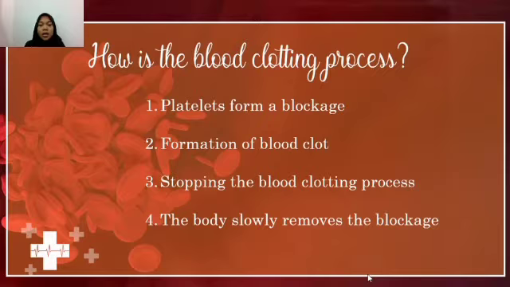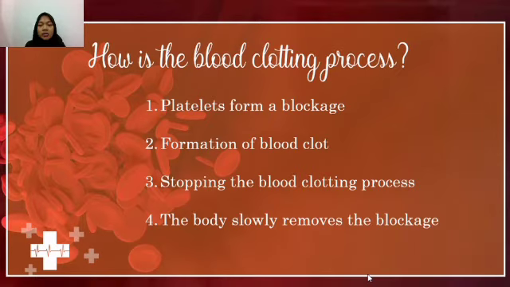Next, how is the blood clotting process? Number 1. Platelets form a blockade. Platelets arrive when blood vessels are damaged or there is injury. They stick to the walls of the injured area and together form a blockade. A blockade is formed to close the damaged part in order to stop the blood from flowing out.